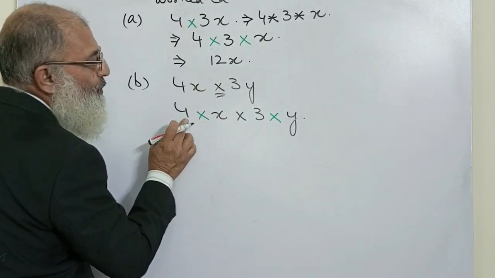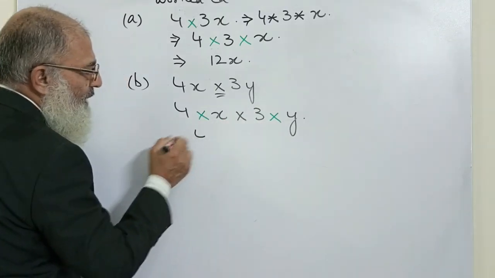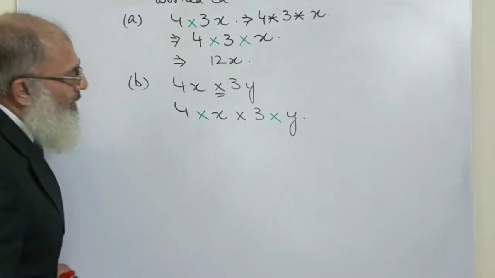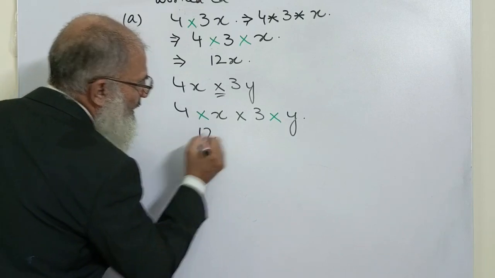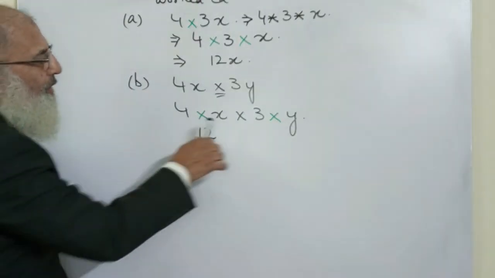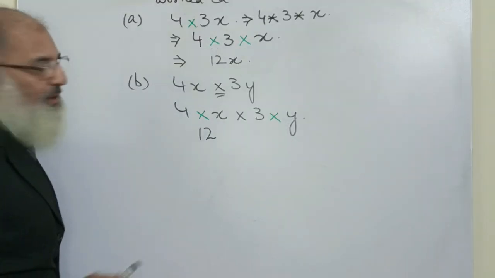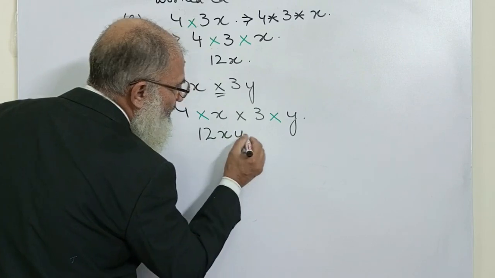So it is 4 multiplied by 3. 4 multiplied by 3 is 12. Now this x is going to multiply with this y. So we have to write them together.